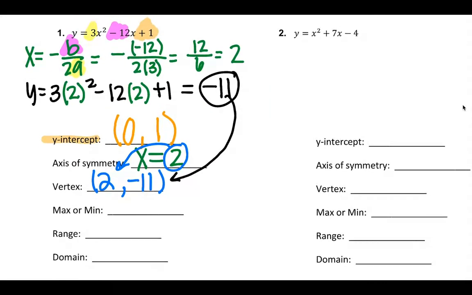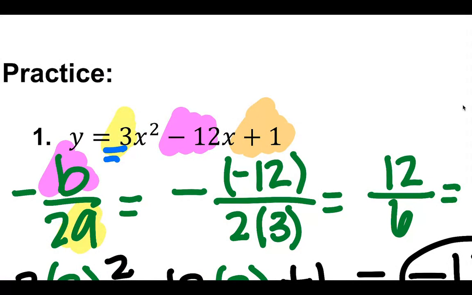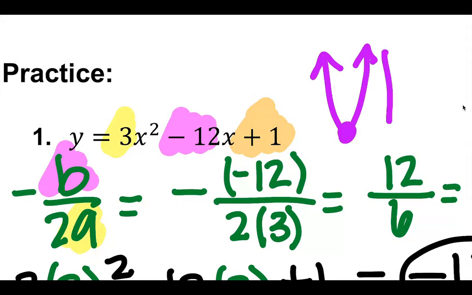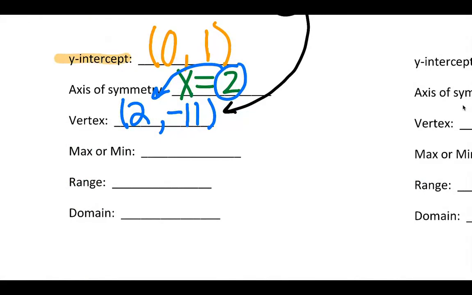Okay, max or min. Well, notice if I look at this, the a is positive, right? So I know that this parabola is going to be facing up. That means that the lowest point is my vertex. So this is actually going to be a min. And the min is at y equals negative 11, whatever that y value of your vertex is, because that's the lowest point, right?